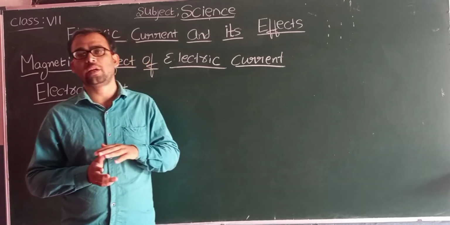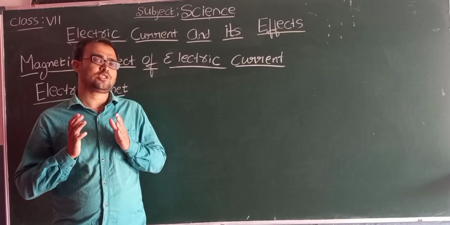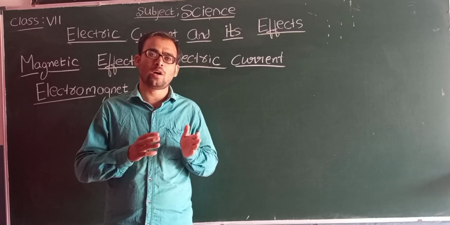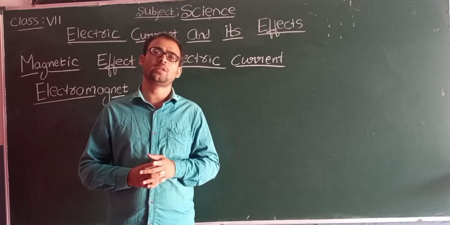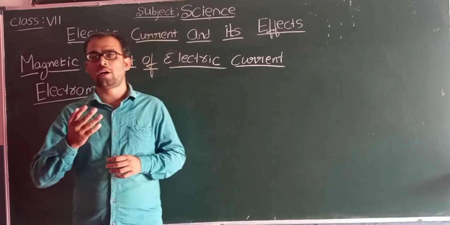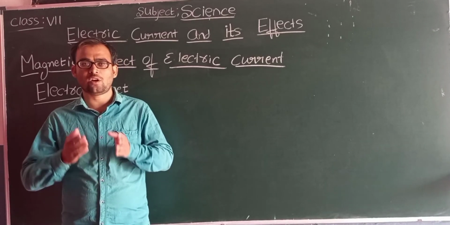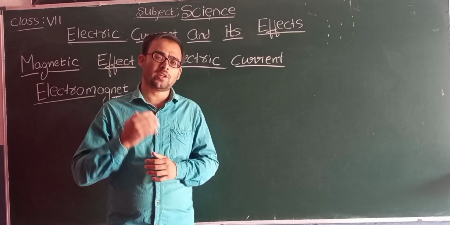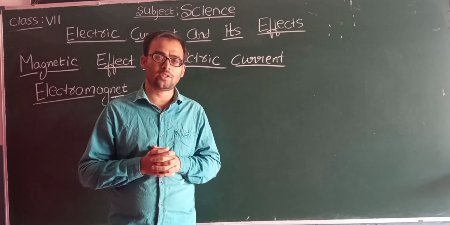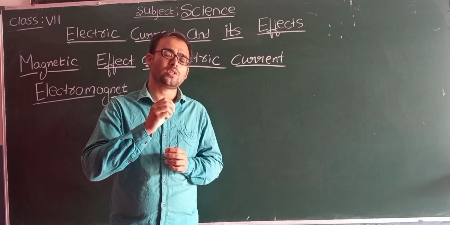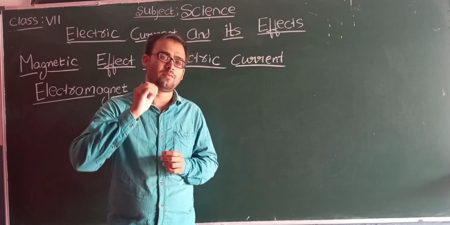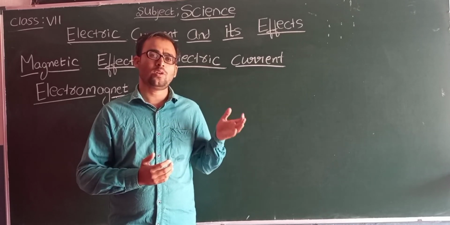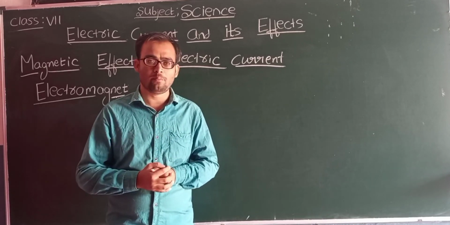Electromagnets are also used to separate magnetic materials or iron materials from junk, and even doctors use a tiny electromagnet to remove small pieces of magnetic material which have fallen inside the eye accidentally. Not only these, students, there are many uses of electromagnets.